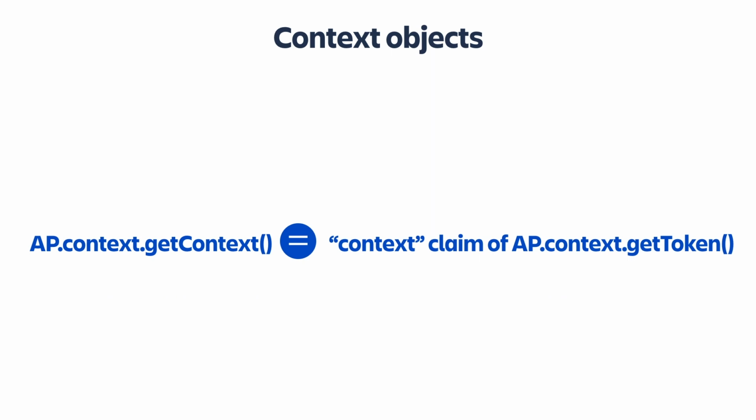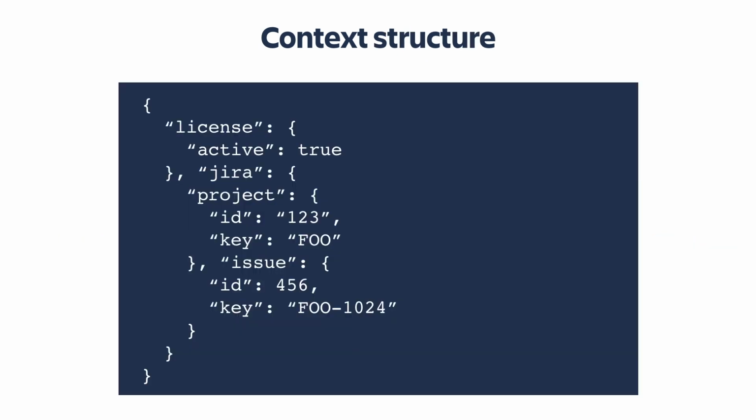Let's take a look at the context objects. The context object returned by getContext is the same as the context claim of the JOT returned by getToken. The structure of the context object looks something like this. The context object has product agnostic fields and also a product specific field.